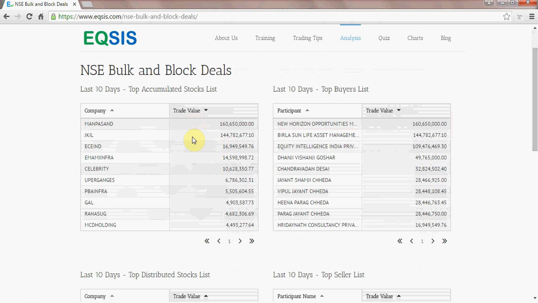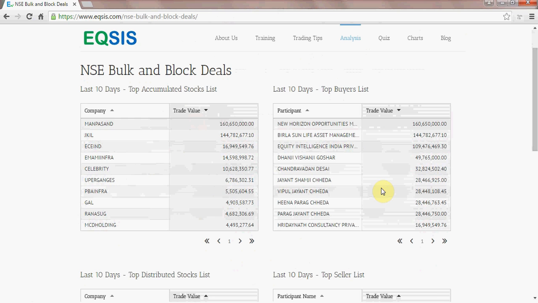So Celebrity, McDowell Holdings, 1%. So we have some stocks which are of interest to traders. And likewise, the second table lists which fund house or who actually purchased the stock. If I say LIC is one of the institutions, and if they keep buying various stocks, collectively how much LIC purchased is what is visible here.